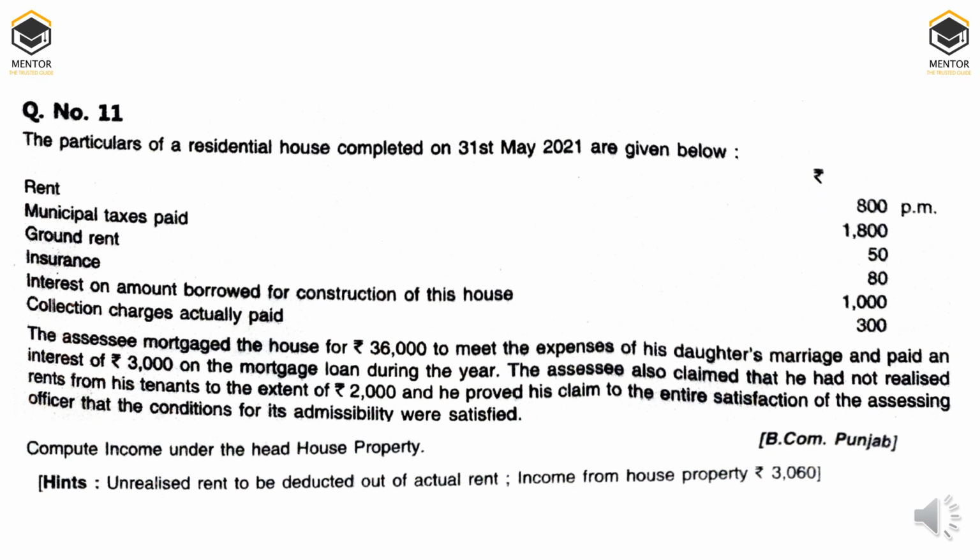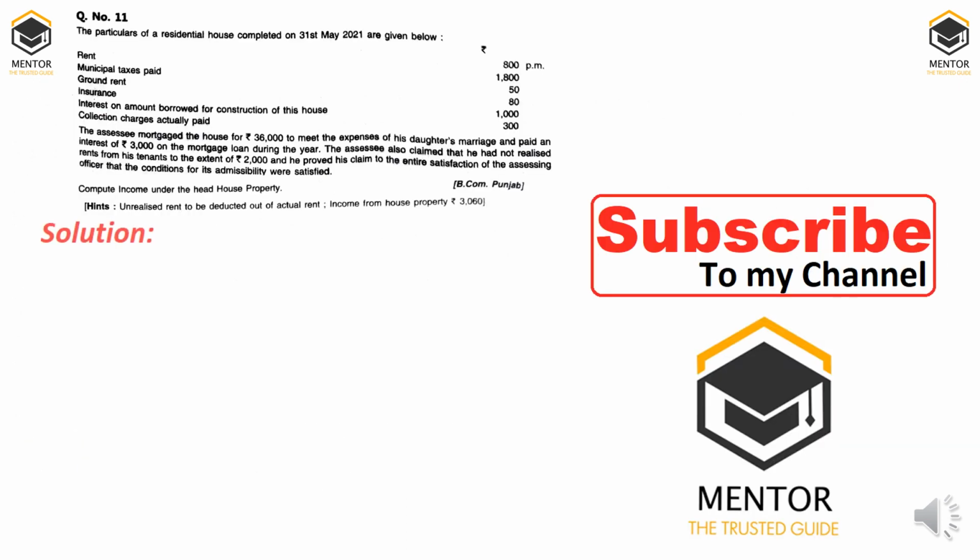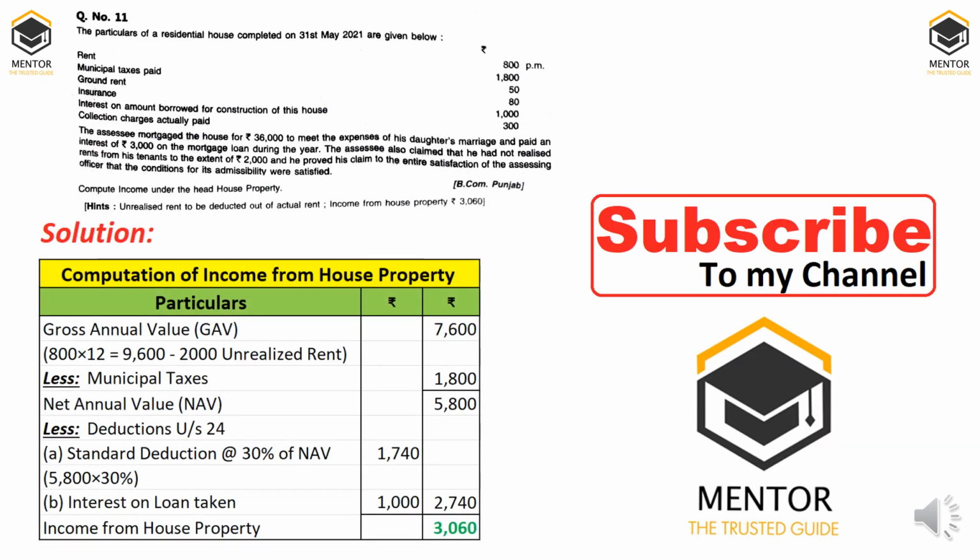Quite simple. When you come to the answer, in the computation of income from house property, gross annual value I have taken as 7,600. How did I calculate 7,600? 800 rupees per month into 12 months is 9,600, minus 2,000 rupees unrealized rent. Then the resultant figure comes to 7,600. From this, municipal taxes paid by the owner, 1,800. The net annual value is 5,800.